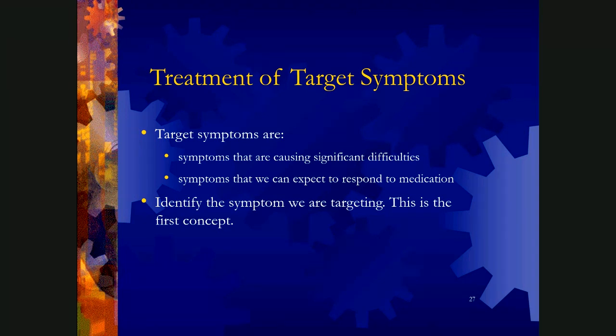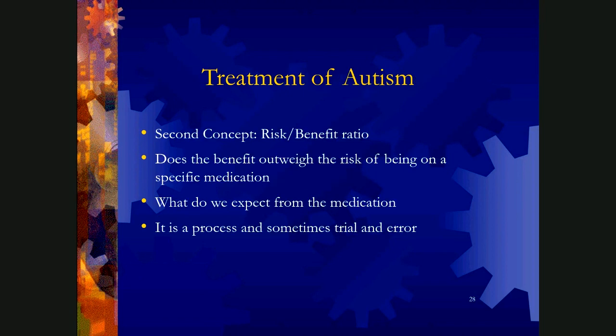And after we identify the symptom, everybody has to see it and agree, everybody involved in the patient care. So the second concept is to assess risk and benefit ratio. Is the medicine going to benefit the patient more than giving them side effects? So we have to assess that. And we have to also see, what do we expect from the medications? Because we know that patients with autism are going to have some behavioral difficulties. So what do we expect will respond to medication?